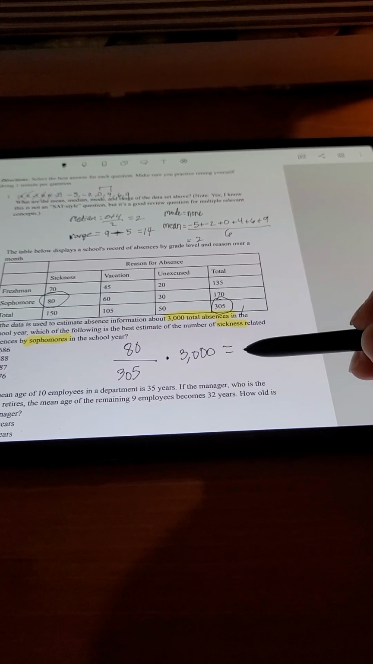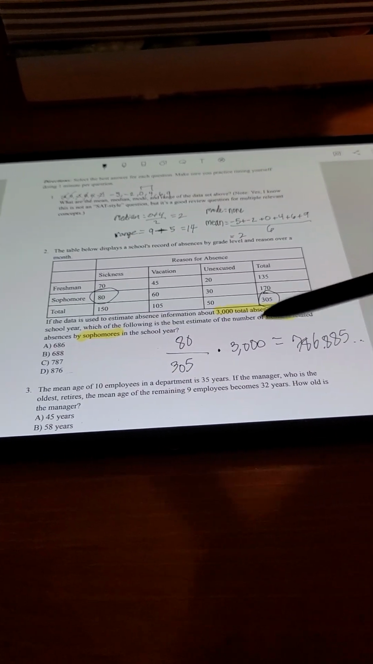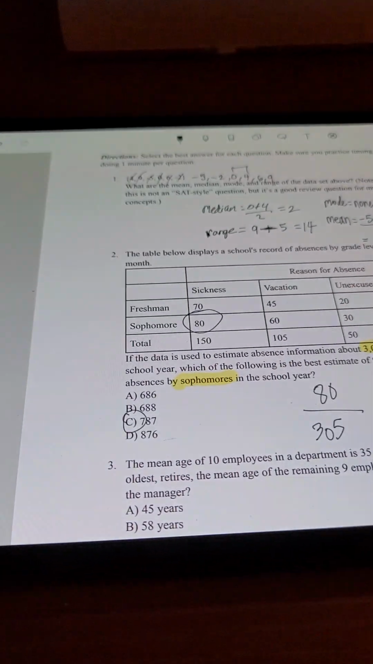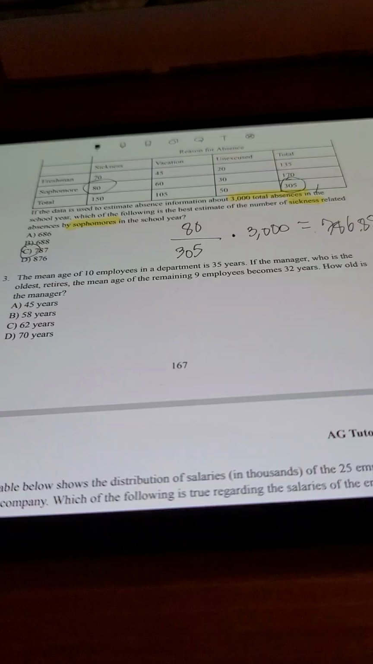And when you do that, you get 786.885, and so on forever. And then, what's the best estimate? That would just be closest to C, 787. Okay, pause for number 3 if you haven't already.